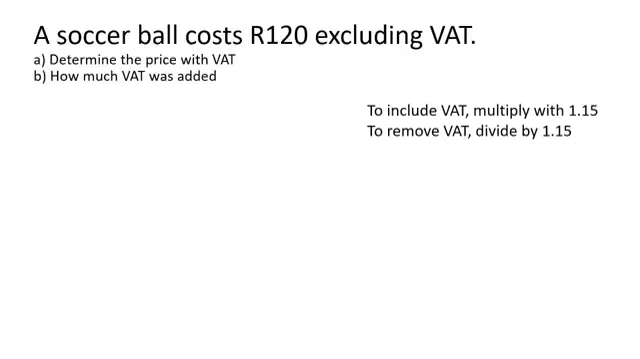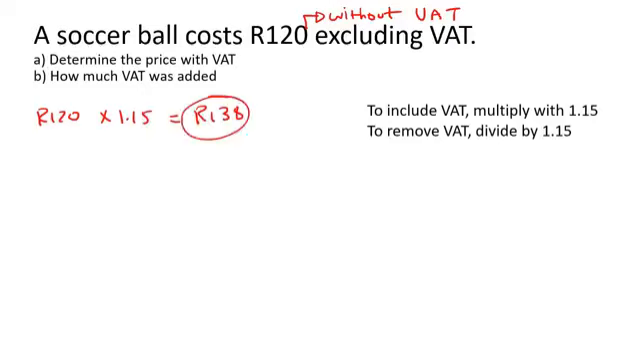So here's our first example. It says that a soccer ball costs 120 Rand excluding VAT. So that means without VAT. Okay, now it says question A, determine the price with VAT. Okay, so what we've learned is that if you want to include VAT, just multiply with 1.15. So you're just going to say 120 multiplied by 1.15, and that'll give us 138 Rand. So that is the price that you would actually pay at the shop.